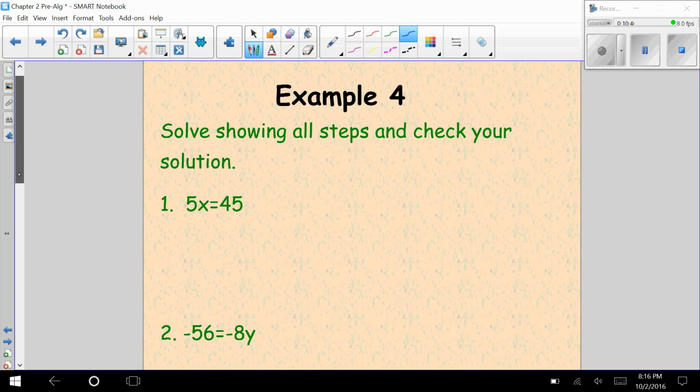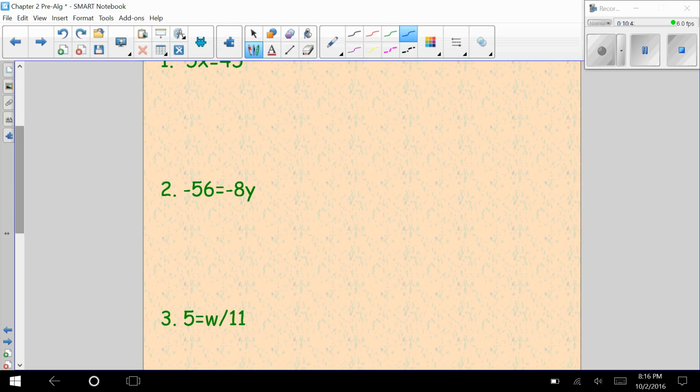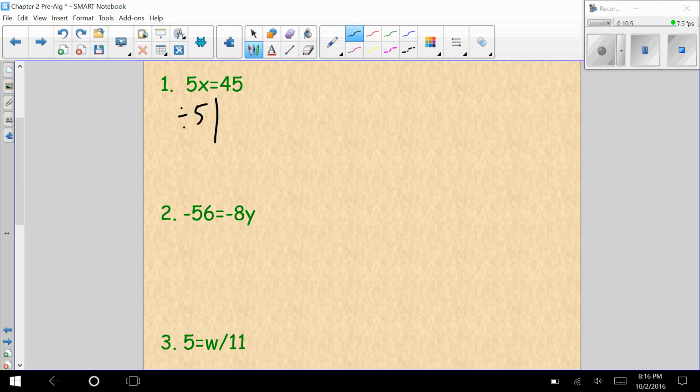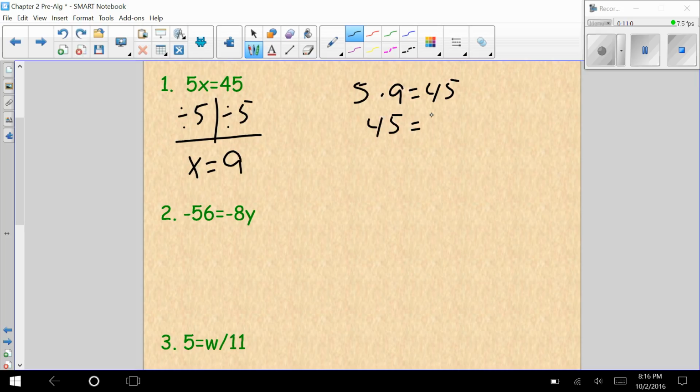All right, try these problems on your own. You have to show your work and check your answers. 5x equals 45. You're going to divide both sides by 5 to solve. X is equal to 9 in this case. To check it, we take 5 times 9 equals 45. Well, 5 times 9 is 45, so it checks out.